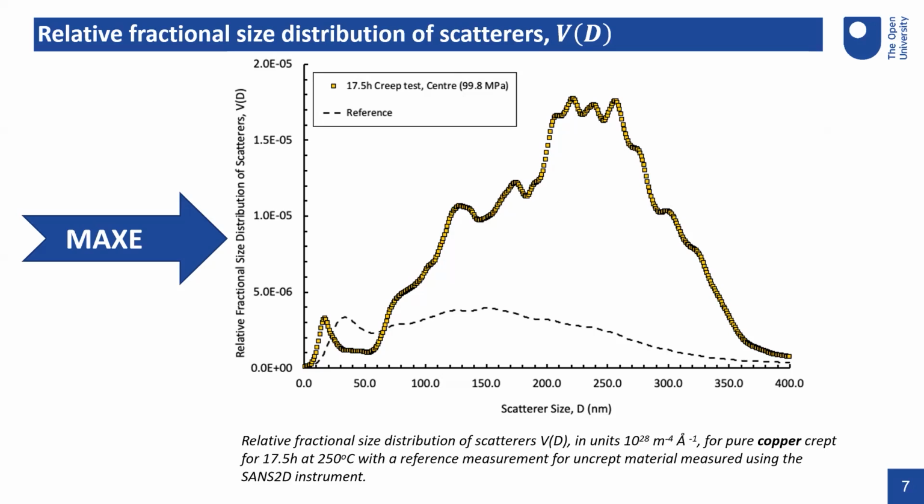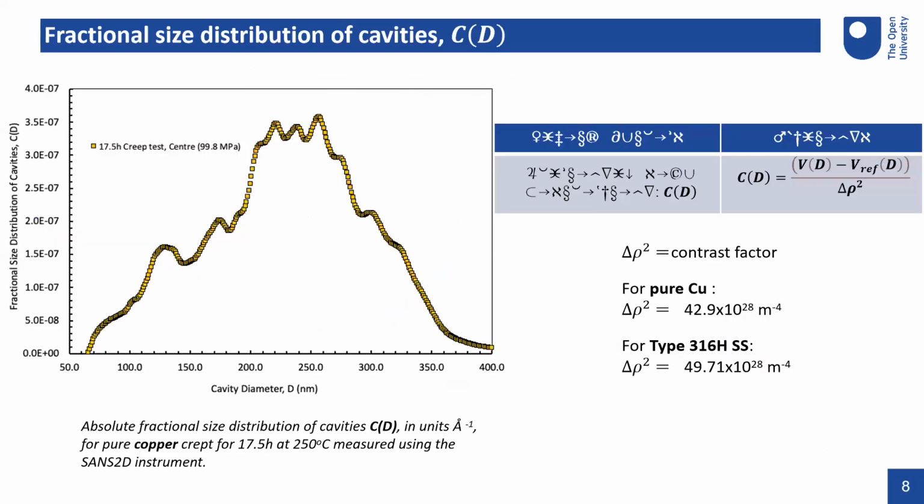So as I said, going from pure copper, which doesn't have anything, to a cracked material, the difference is cavities. To be able to measure the volume fraction of cavities, we can basically swap the reference material for the material we have cracked, and we can calculate the volume fraction of the cavity.